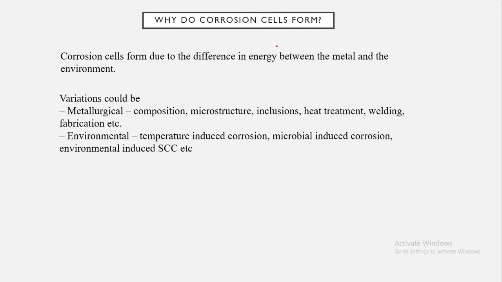Now, why does the corrosion cell form? The corrosion cell forms due to the difference in energy between the metal and the environment it is exposed to. The variation could be metallurgical: the composition of the material, the microstructure, inclusions, heat treatment, welding, and fabrication. We can also talk about environmental factors, which can be temperature-induced corrosion, caused by temperature, microbial-induced corrosion, caused by microorganisms, and environmentally induced corrosion, which is stress corrosion cracking.